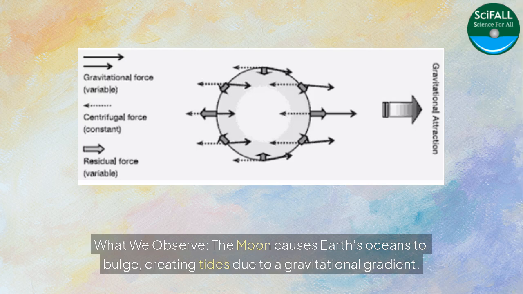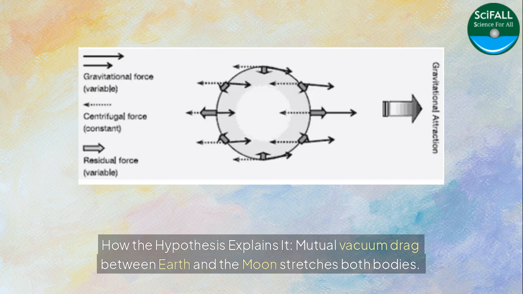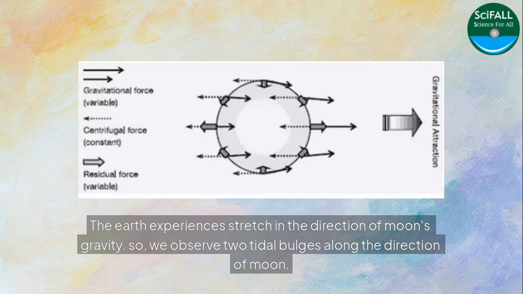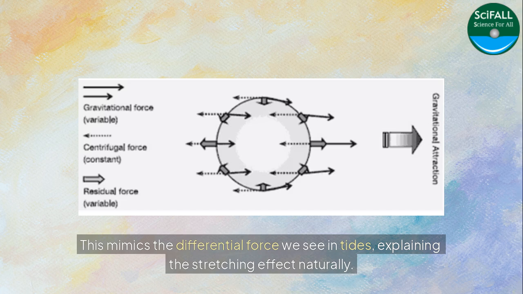Tidal effects, what we observe. The moon causes Earth's oceans to bulge, creating tides due to a gravitational gradient. How the hypothesis explains it. Mutual vacuum drag between Earth and the moon stretches both bodies. The Earth experiences stretch in the direction of the moon's gravity. So, we observe two tidal bulges along the direction of the moon. Does it work? Yes. This mimics the differential force we see in tides, explaining the stretching effect naturally.